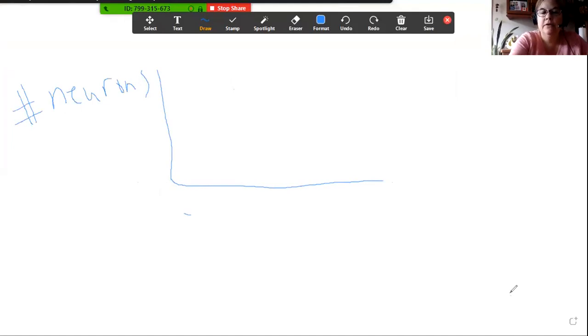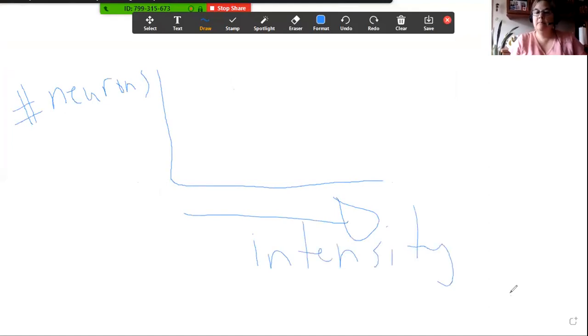So if I have increased intensity, basically what that means is that more neurons are going to be affected, right? So the more intense my stimulus, the more neurons are going to be affected. And that's how my brain's going to perceive it. Okay, more neurons are affected. I know that this is a bright light. I know that someone hit me hard. I know that this is hot, right? More neurons have reached the threshold level.